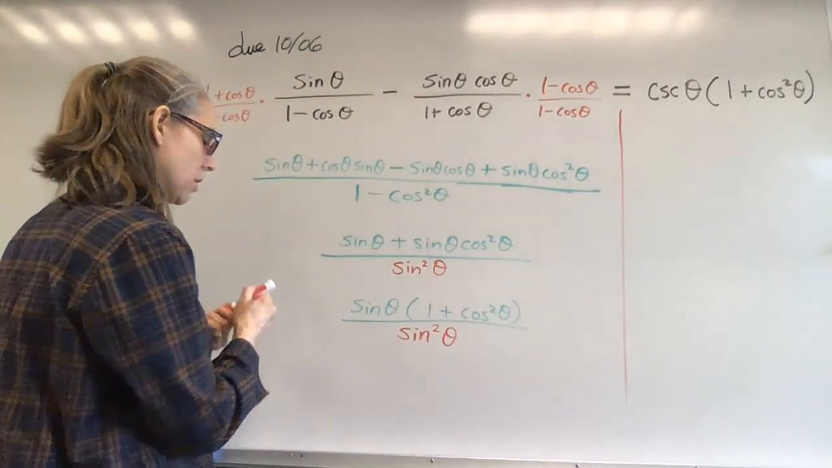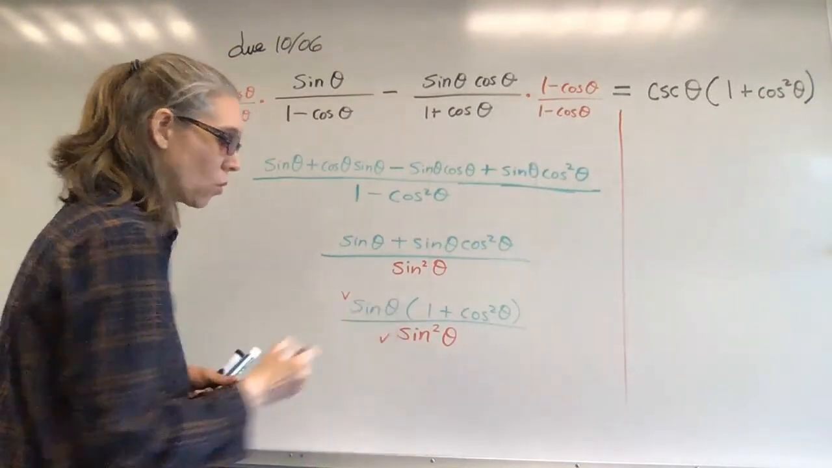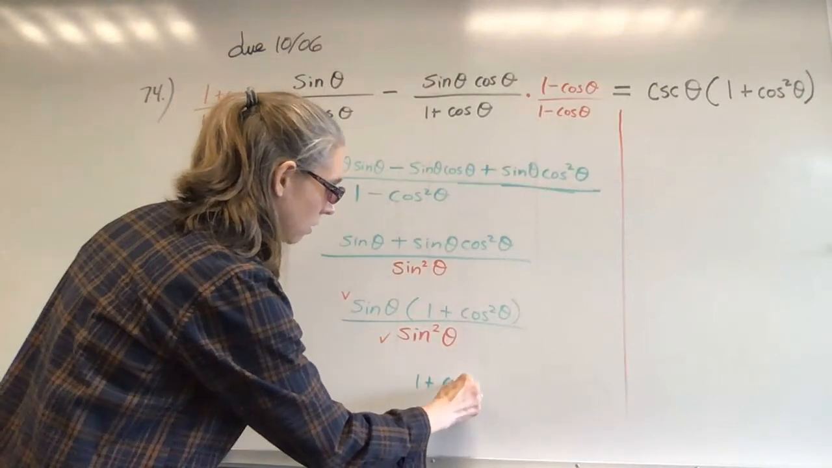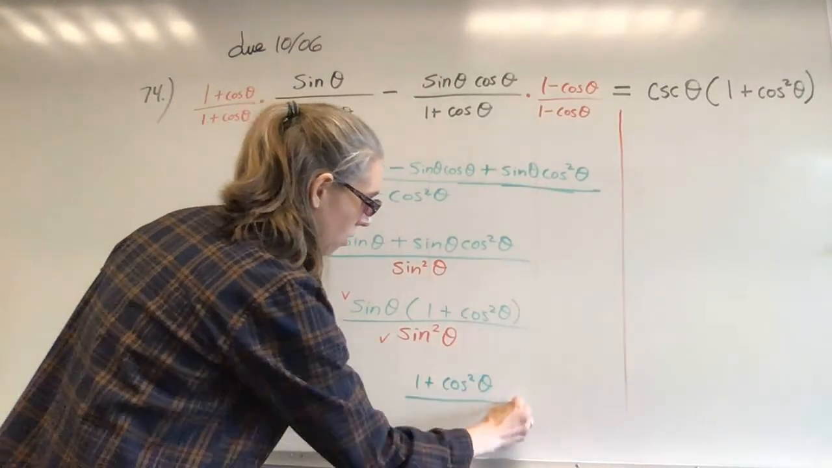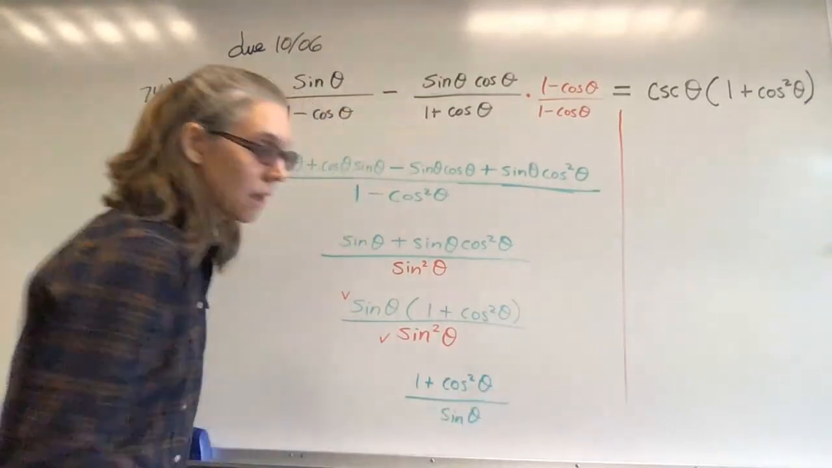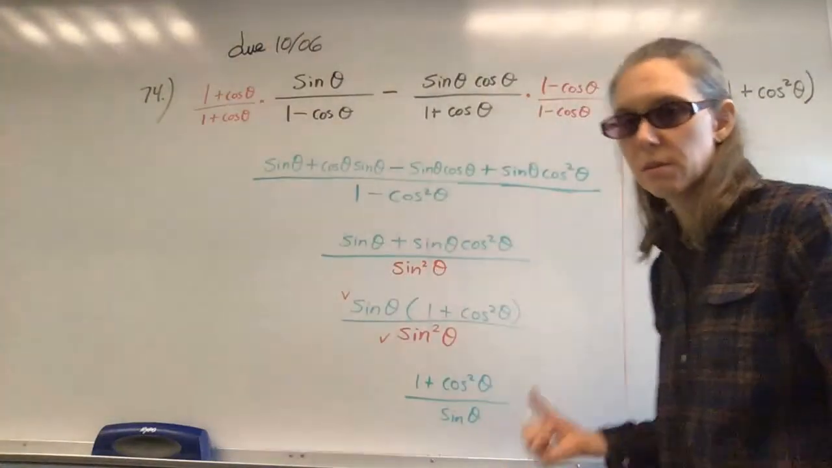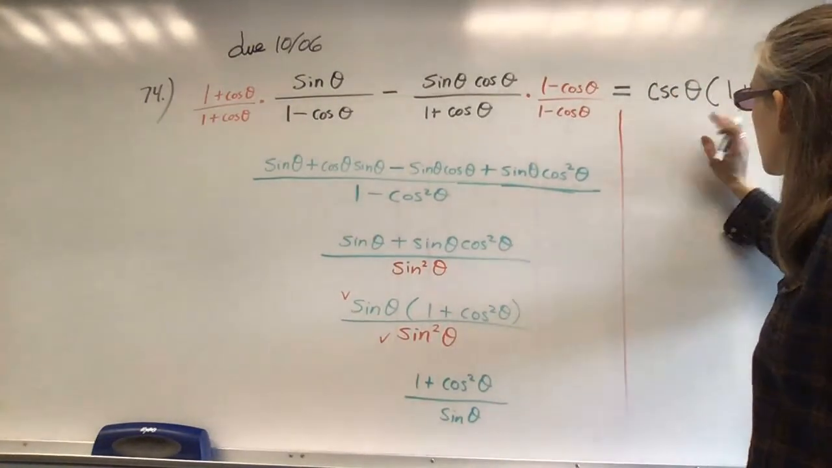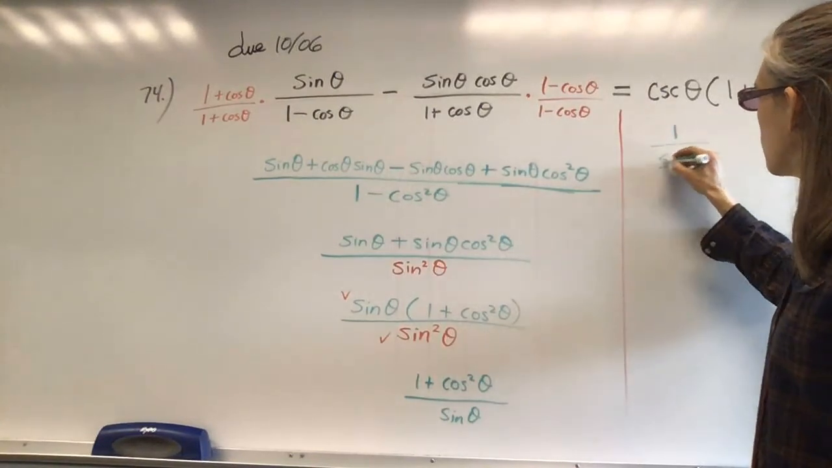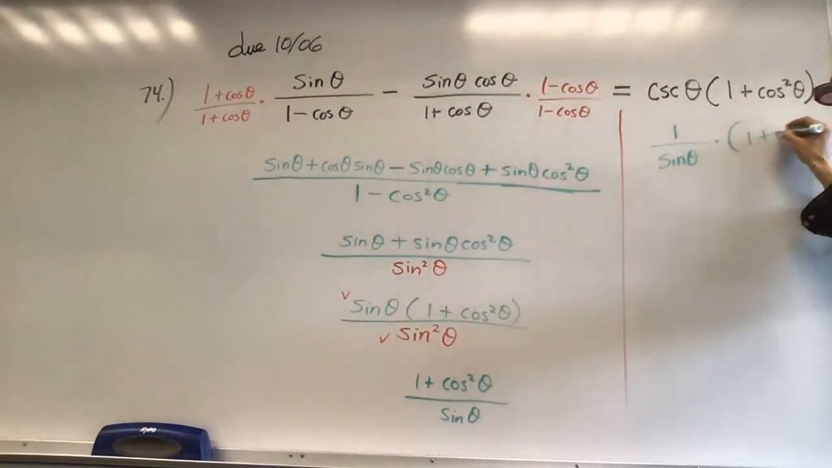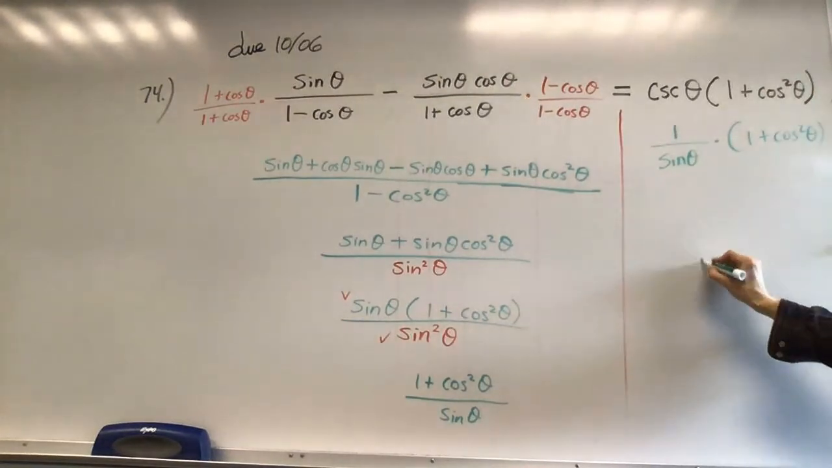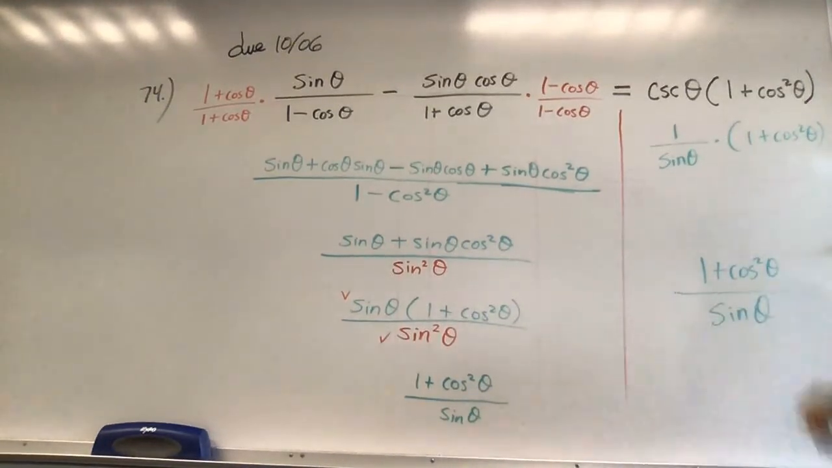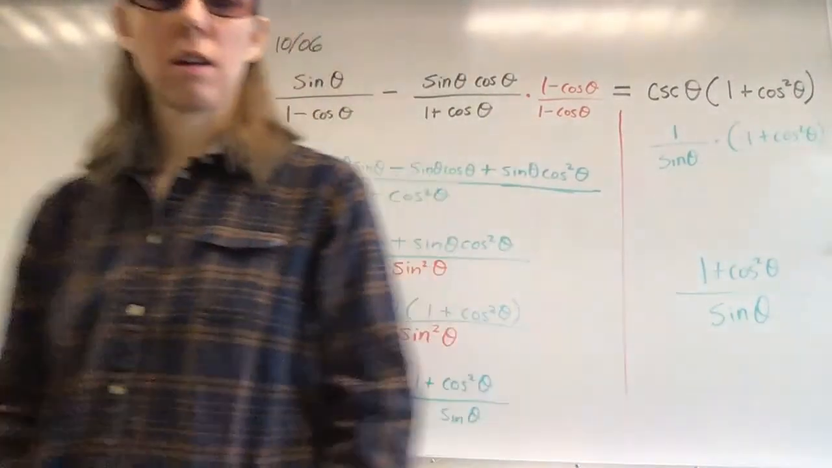Okay, so now I'm going to cancel the sine in the numerator with one of the sines in the denominator, and that is going to give me 1 plus cosine squared theta over sine theta. And then I probably would have continued just completely on the right-hand side, except that I've run out of board space. So I will come over here on the right-hand side and replace cosecant with 1 over sine theta. So then, of course, this is going to become 1 plus cosine squared theta over sine theta, and we are done.